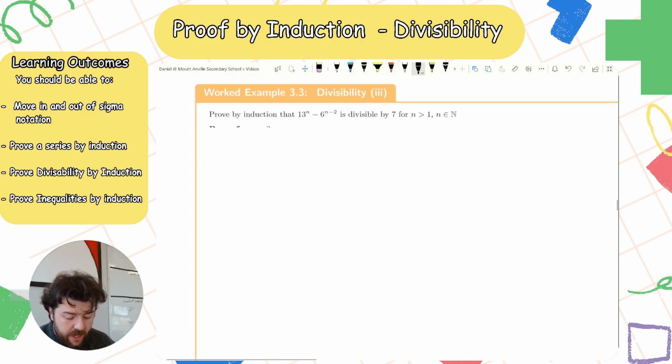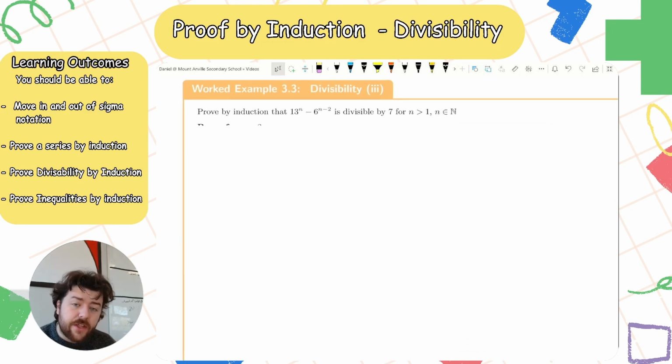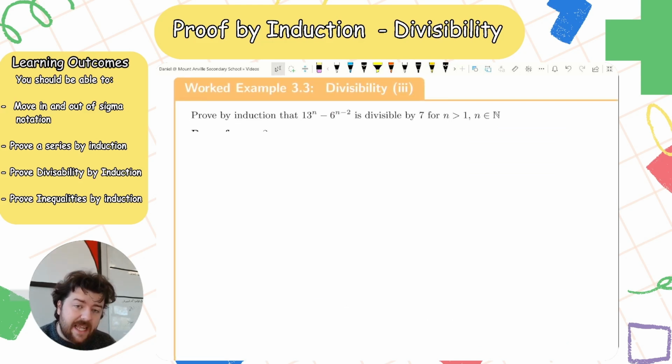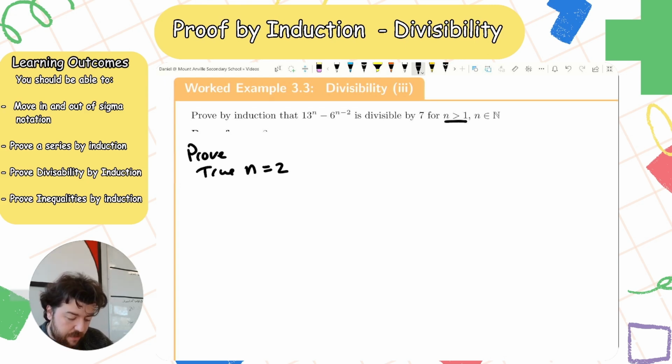Now let's try one more here. Prove by induction that 13 to the power of n minus 6 to the n minus 2 is divisible by 7 for n greater than 1. So we need to prove true. So remember, this is for the smallest value of n, and the smallest value of n here is n equals 2 because it's greater than 1.